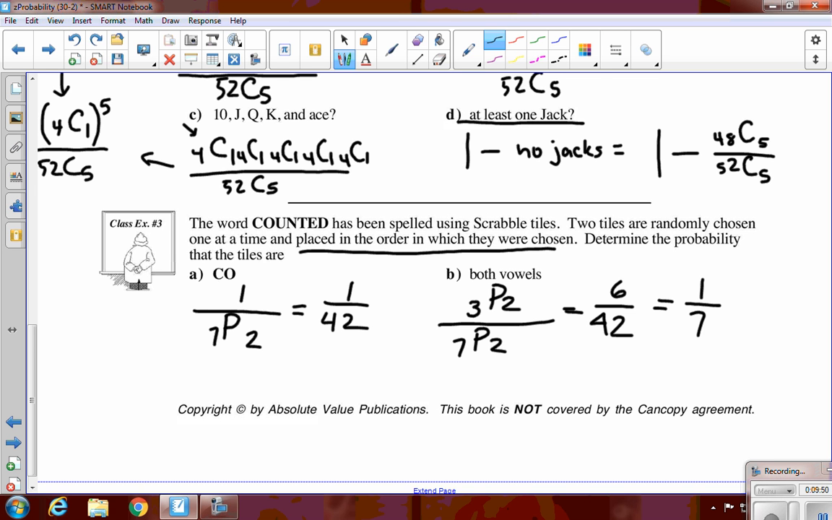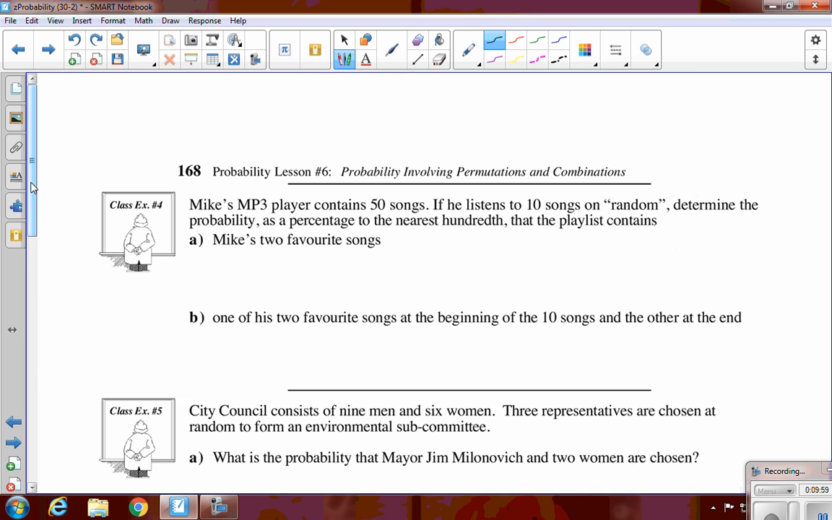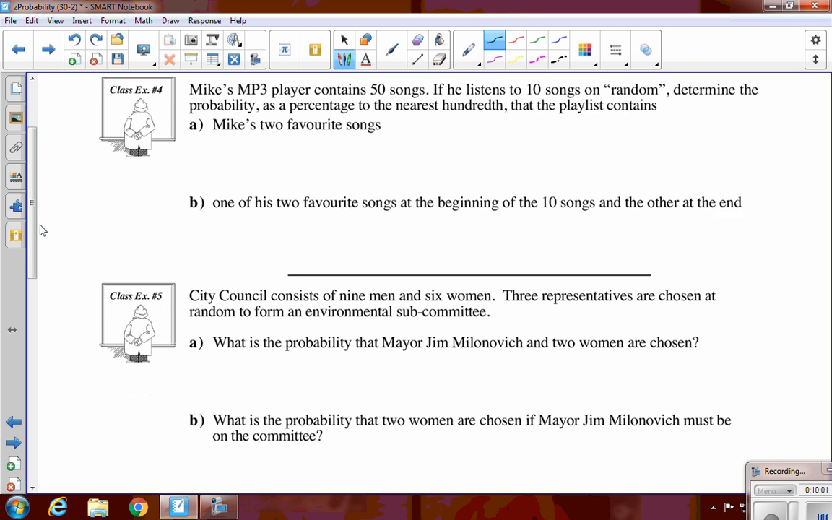Okay? So now we're talking about probability with perms and coms. So let's take it a little bit further here. And everybody has an MP3 player, which nowadays, I don't know if we call them MP3 players. We just call them your phone or your music player.